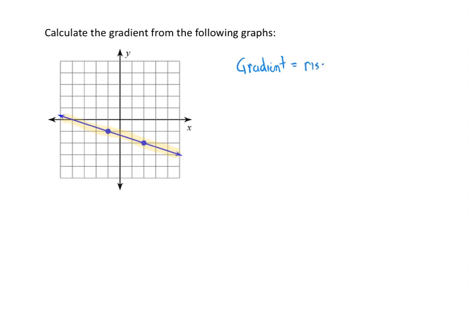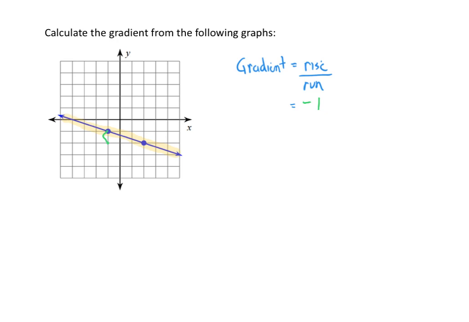equals rise over run. To calculate the rise, I want to choose 2 points, starting at the point that is closest to the left-hand side, and working out how many I go up or go down to reach the second point on the right side. So starting here, and to get down to my second point, I have to go down 1. So because I'm going down 1, my rise is going to be -1.